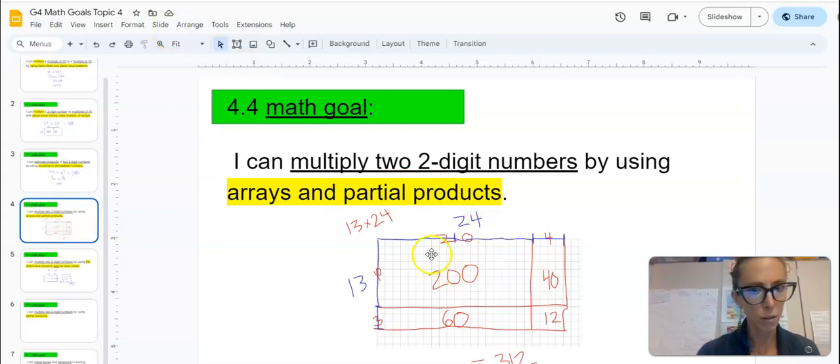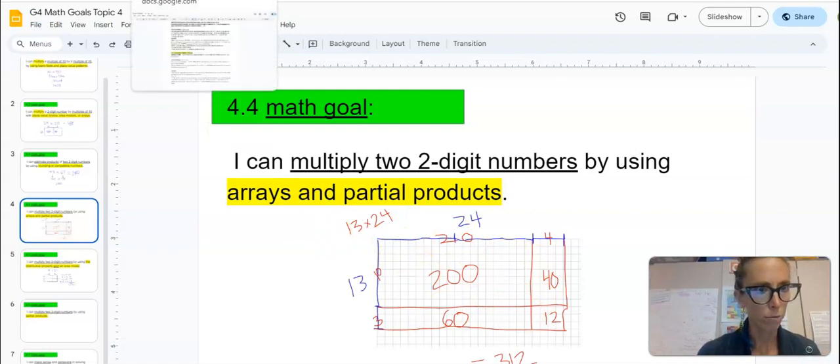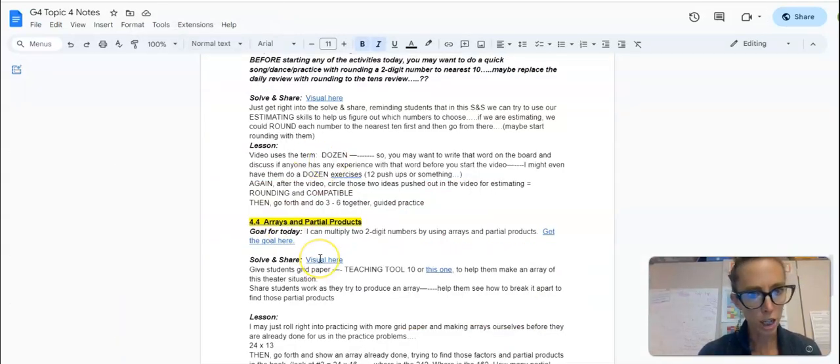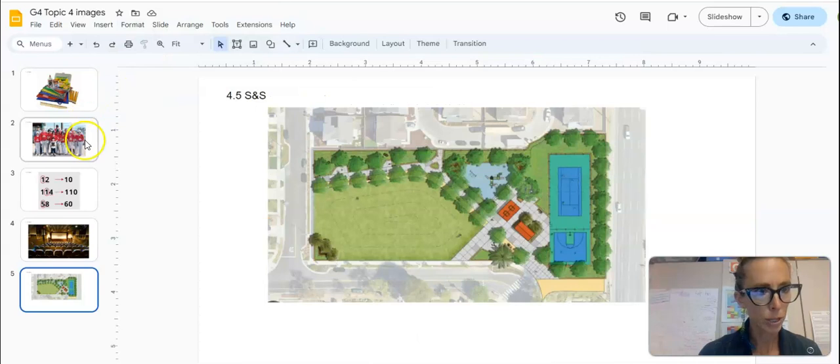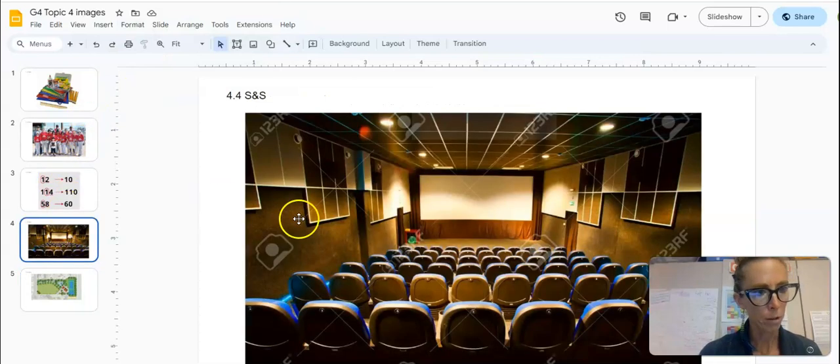Okay, so we're really focusing on being able to draw these in 4.4. The solve and share, a visual you could use with it to make it a little more exciting and get some vocabulary out before you start doing a notice wonder of the picture. So we have a theater in this solve and share.